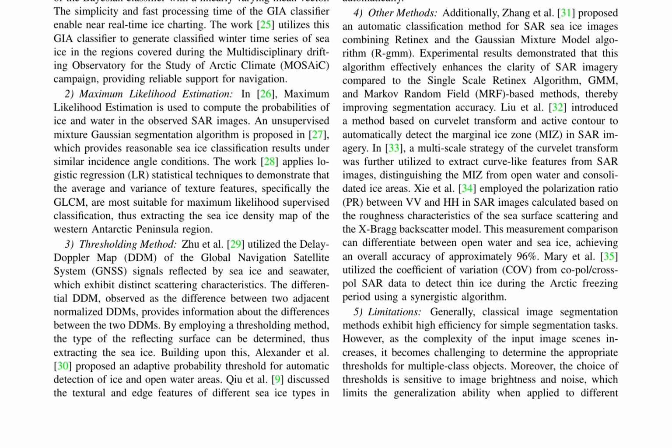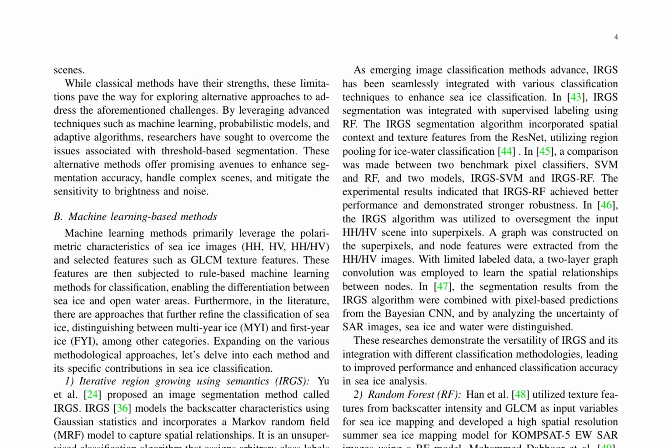One prominent machine learning method is the iterative region growing using semantics, IRGS, algorithm, which models backscatter characteristics using Gaussian statistics and incorporates a Markov random field model to capture spatial relationships. This unsupervised classification algorithm assigns arbitrary class labels to identified regions, requiring manual intervention to map these labels to actual classes.